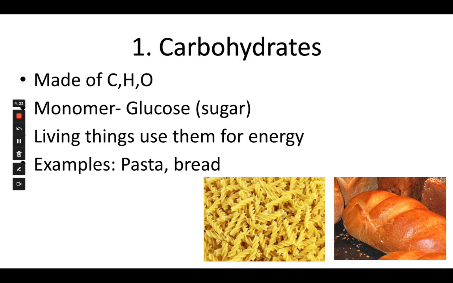So the overview of the first macromolecule, carbohydrates, it is made up of carbon, hydrogen, and oxygen, so we call it a CHO molecule. Its monomer is glucose, or more specifically, a monosaccharide. Living things are going to use carbohydrates for energy, quick energy, the immediate energy of life. And so some examples of different foods that you can find carbohydrates in, it's pretty limitless, but big ones would be pasta and bread.